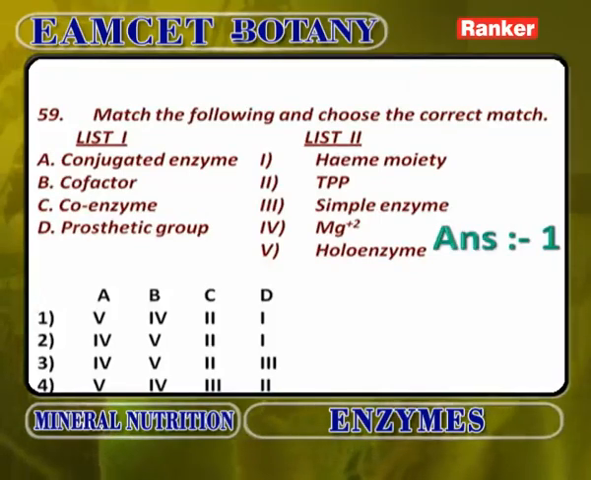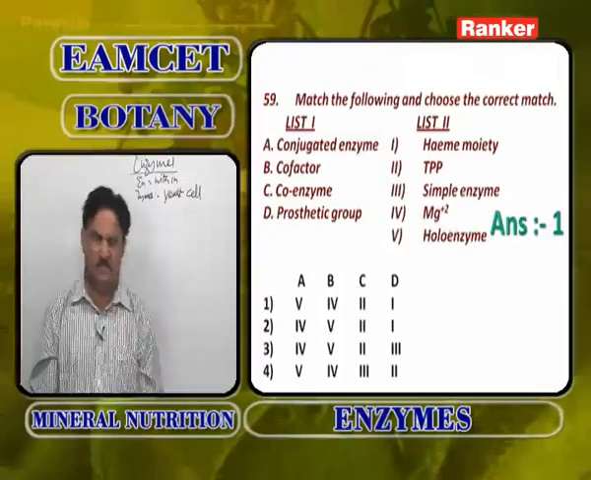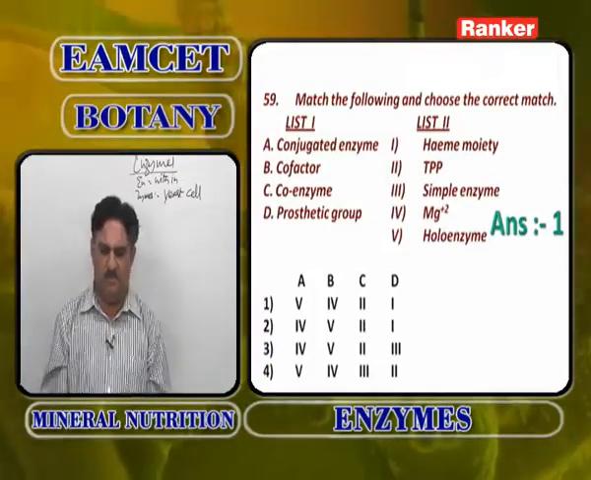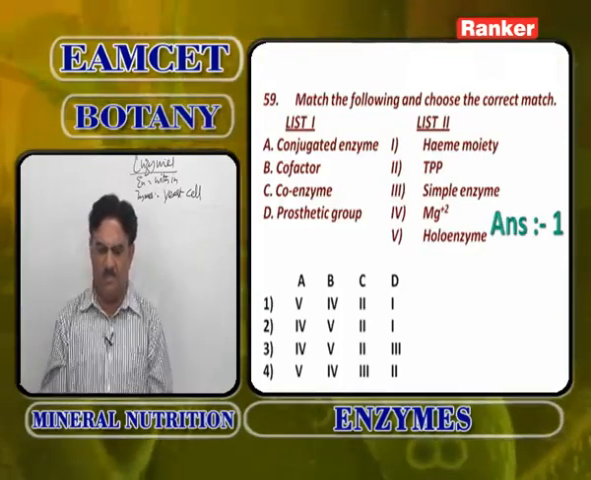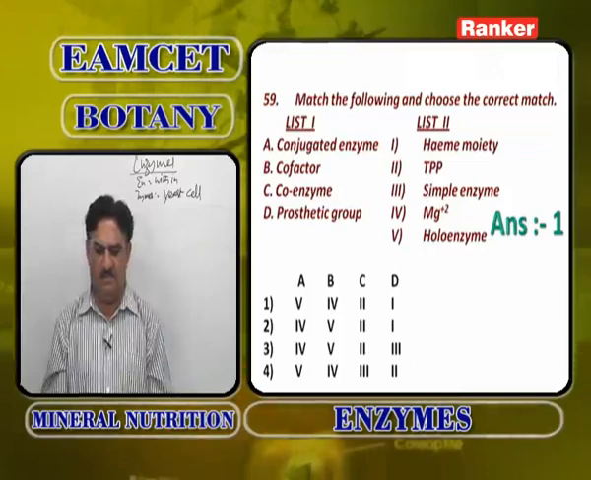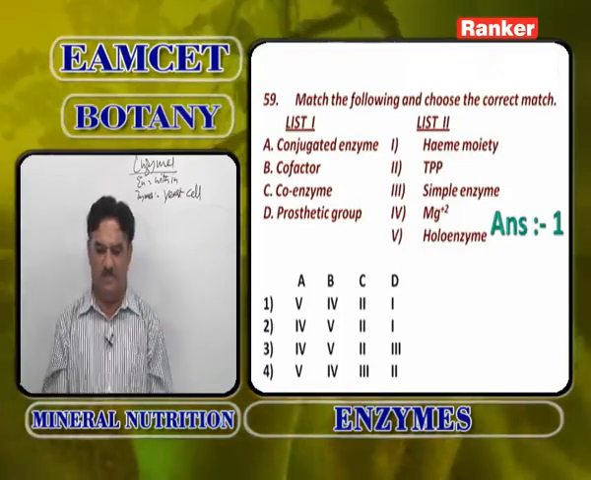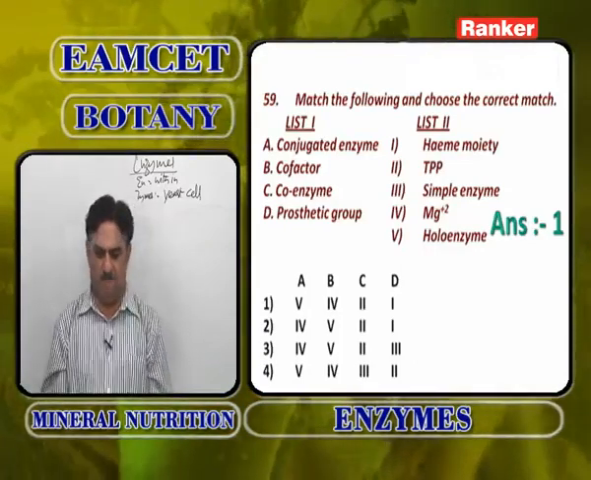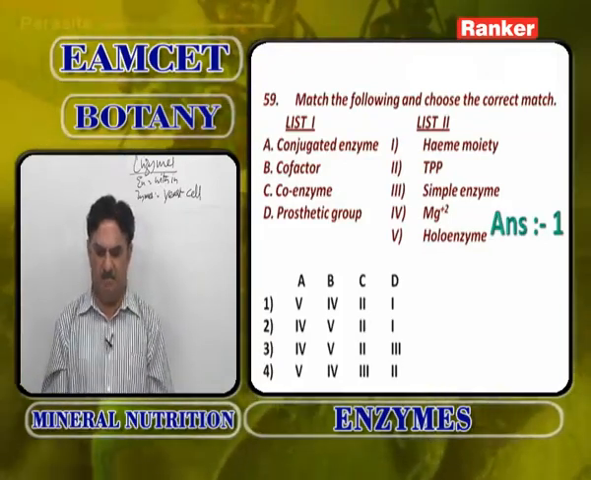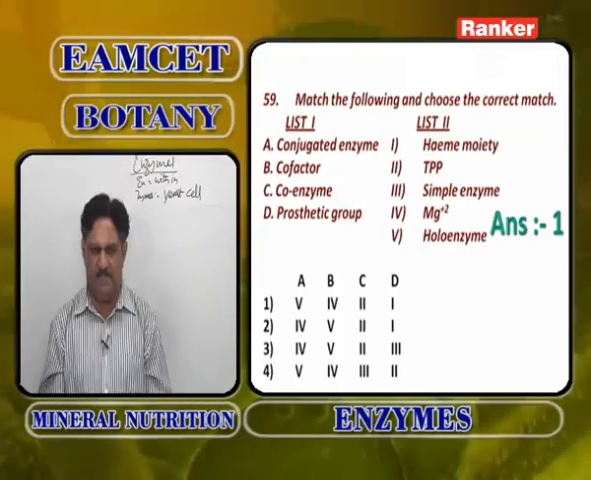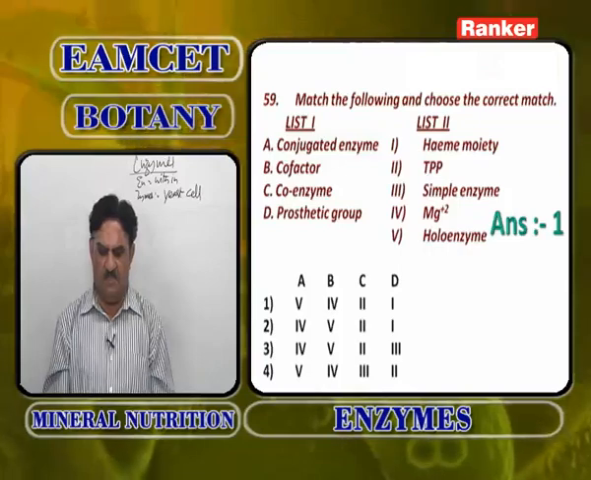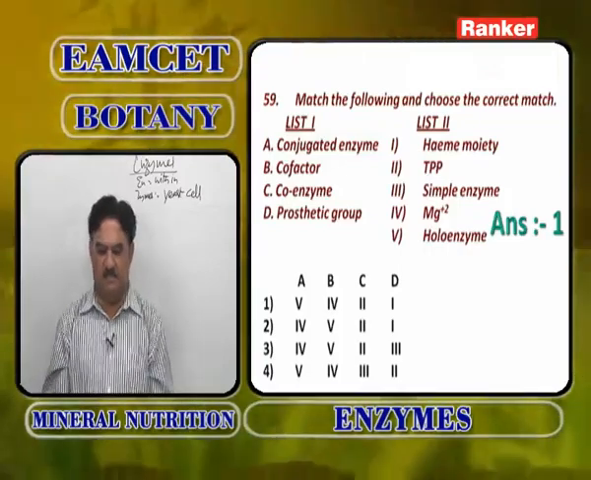Match the following and choose the correct match. List 1 is conjugated enzyme, cofactor, coenzyme, prosthetic group. List 2 is heme moiety, thiamine pyrophosphate, simple enzyme, magnesium and holoenzyme. Conjugated enzyme is also called holoenzyme, A5. Cofactor is magnesium which activates hexokinase, B4. Coenzyme is thiamine pyrophosphate, C3. Prosthetic group is heme moiety of peroxidase enzyme, D1.